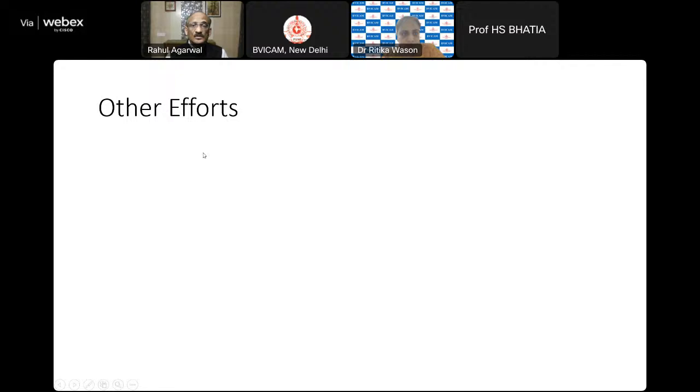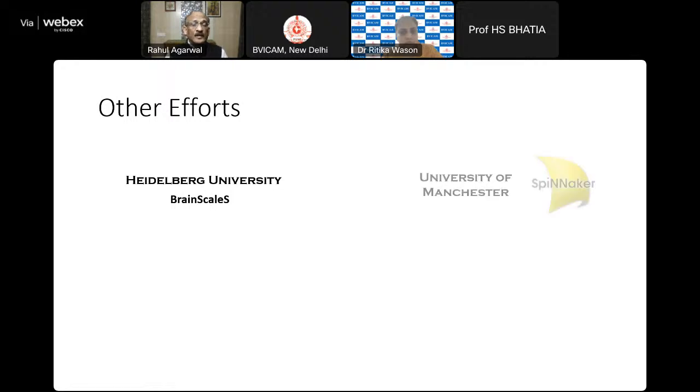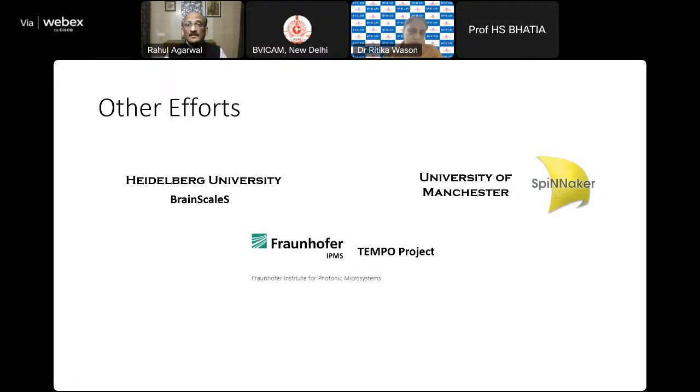There are other efforts also happening in this field. One is from Heidelberg University; that project is called BrainScaleS. Then we have something being done by the University of Manchester, called SpiNNaker. And there's another from the Fraunhofer Institute of Photonic Microsystems; they have introduced a project called Tempo. So all these three are more research-based projects.